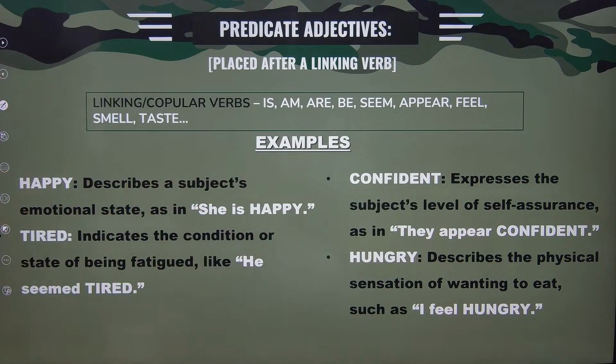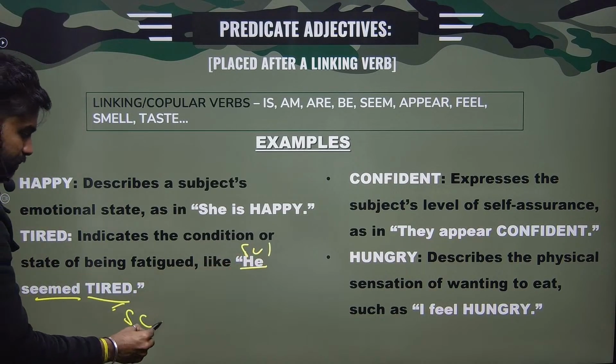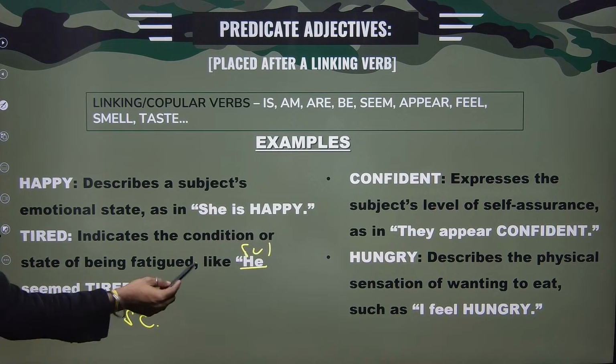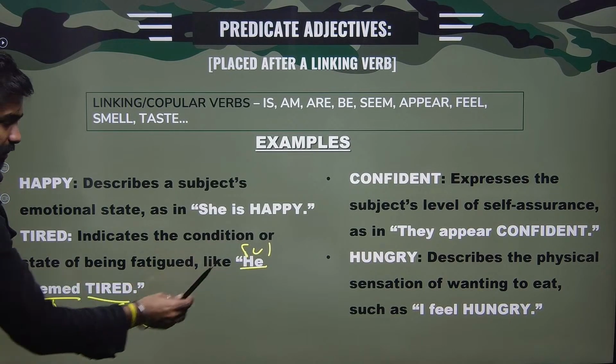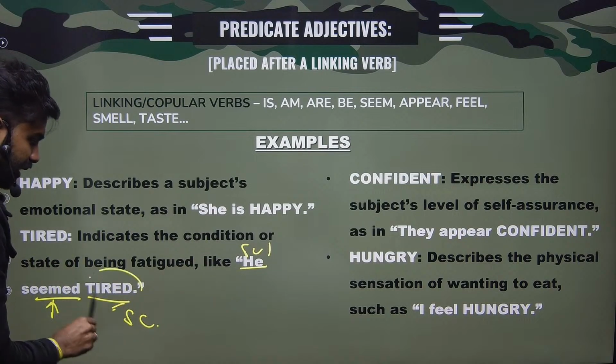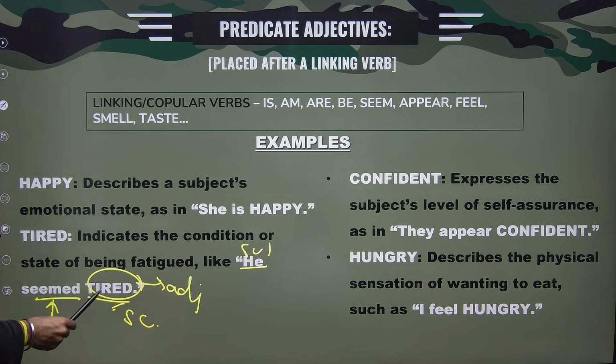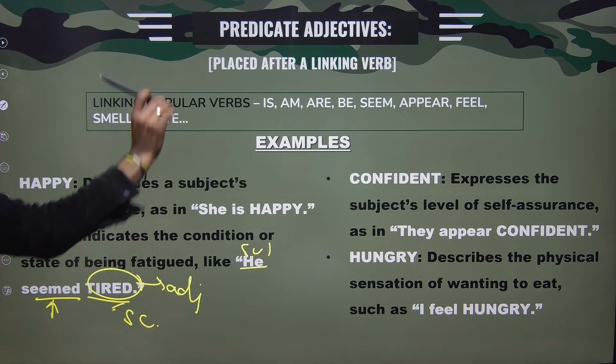So see, again, the same thing. He seemed tired. He is my subject. Tired is my subject complement. And this is a linking verb. Why is it a linking verb? Because it is linking my subject and then the subject complement. So I can call "seemed" my linking verb. And how is he? He is tired. So tired is my adjective. And an adjective placed after a linking verb is called my predicate adjective.